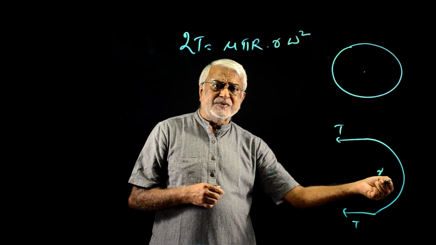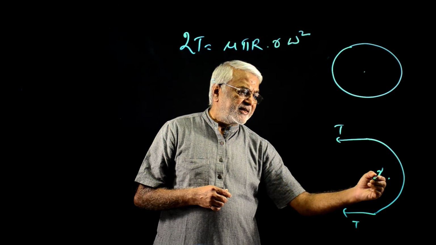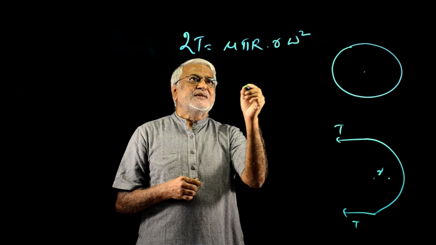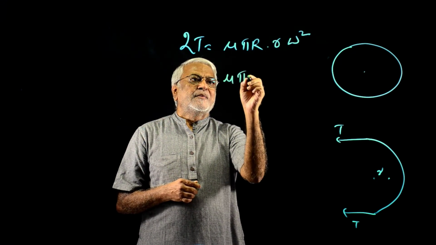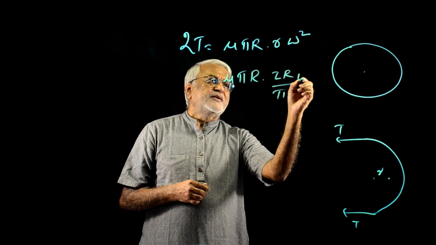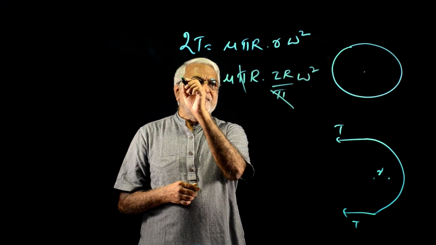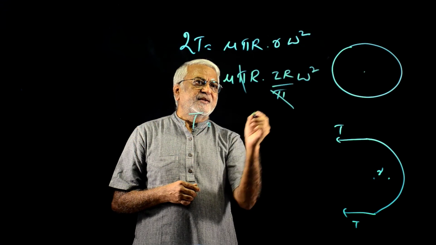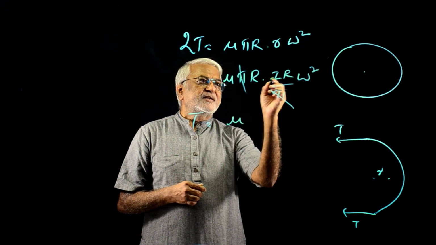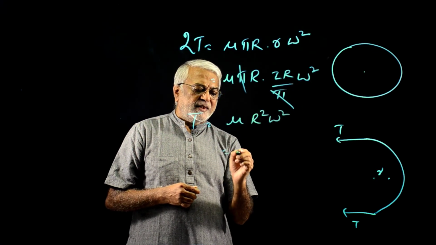Well, the v value would be different. V will be in the ratio of distances, right? V is capital R omega here and V of this is small r omega. We don't want to do that, so this is simpler. So this is mu into pi R into 2R by pi into omega squared. So pi goes away. This 2 cancels with this 2. So T on this side is mu times R squared omega squared, and this is mu v squared.